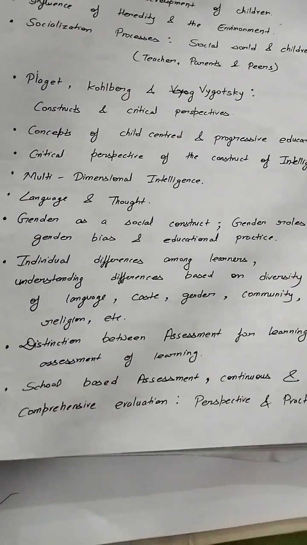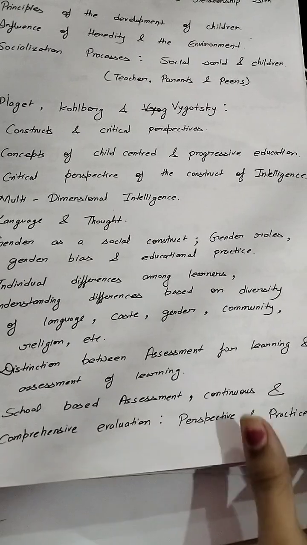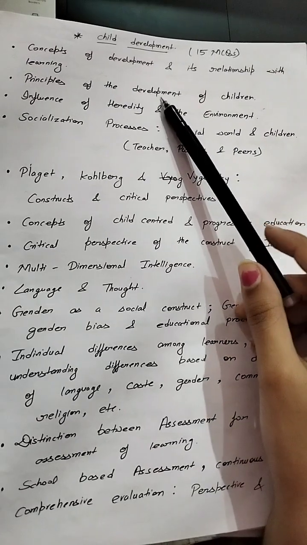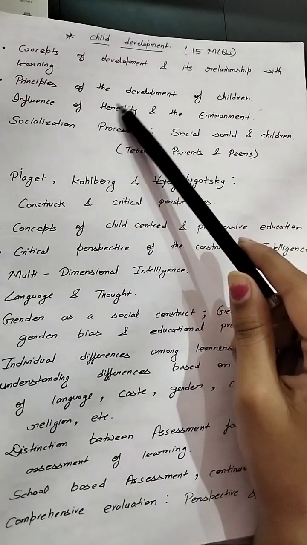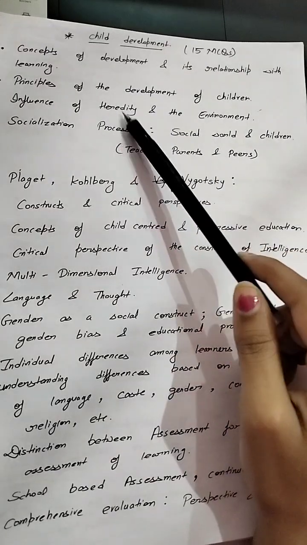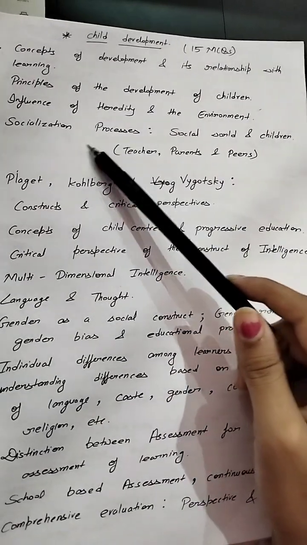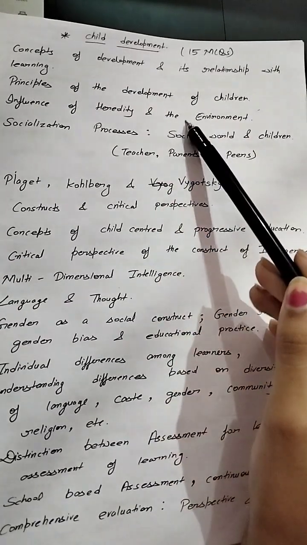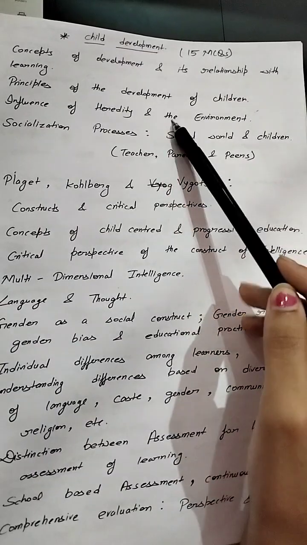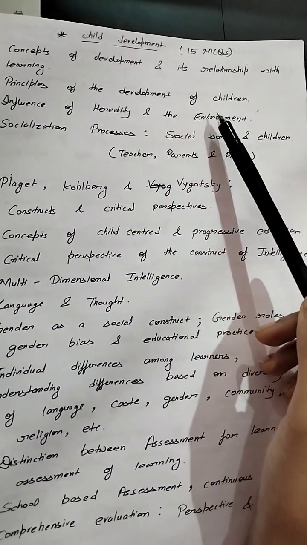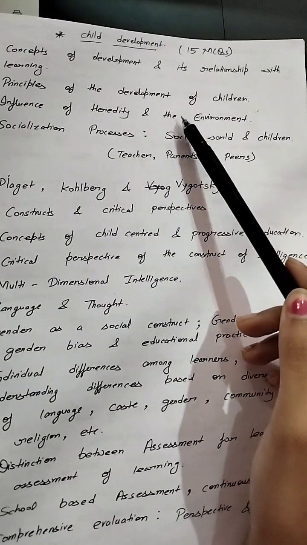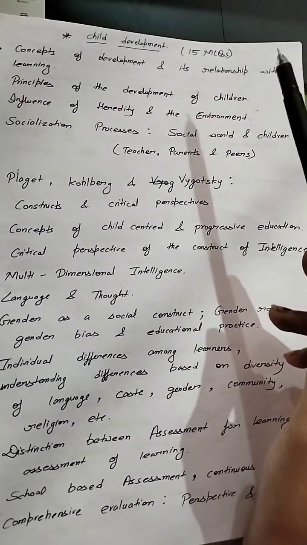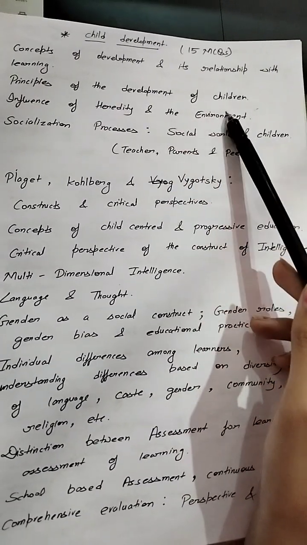These are the things that you have to study. As you can see, the first portion is about child development, the concepts and principles of the development of children, influence of heredity and the environment, the socialization process, social world and children. Heredity and the environment is a nice concept wherein you have to understand what influences the child's development more. Is it the genetics, the genes transferred from the parents to the progeny, or is it the surroundings in which a child is born and brought up?